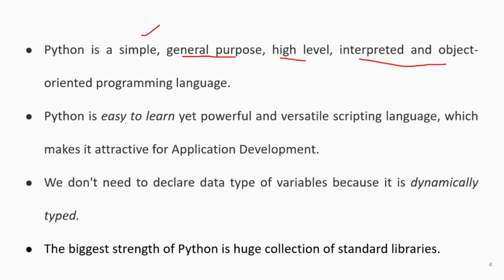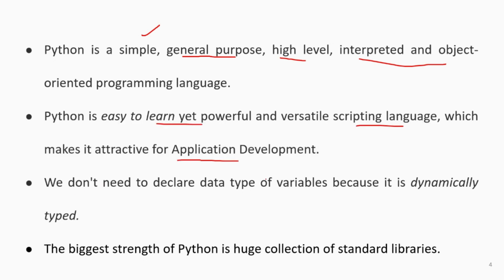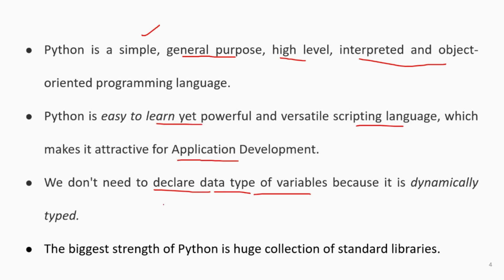Okay, now Python is easy to learn. It's a powerful, versatile scripting language, attractive for application development. Then we do not declare the data type of the variables in advance. Usually, in case of C, C++, we have to write the data type in advance. We have to declare whether the data is going to be integer, floating point, etc. So we need to declare it at the beginning. That is not required in Python because it is dynamically typed.